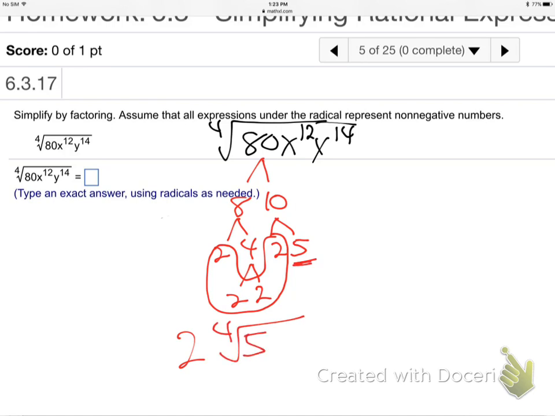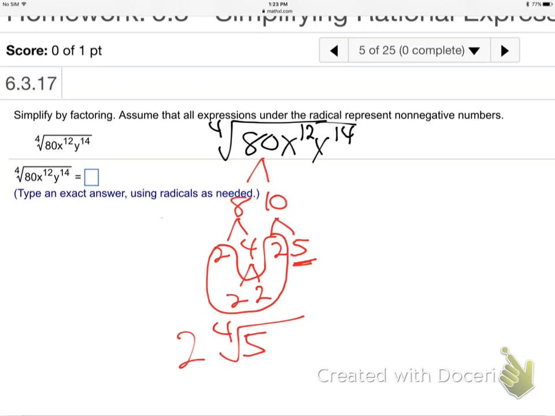Yeah, now let's do the X's and Y's. But so far, so good? You okay with the numbers, I mean? I'll get to the letters in a second. Everybody okay with the numbers? I broke that 80 down: 4 twos and a 5. The 4 twos sent 1 two to the outside. Okay, now let's do the X's and the Y's in a way that's a little quicker.